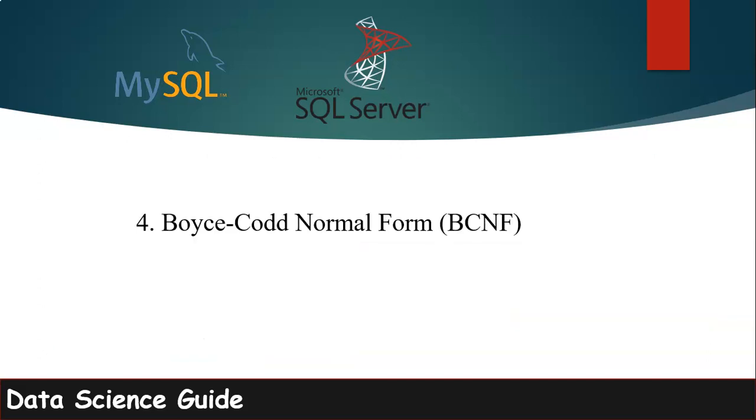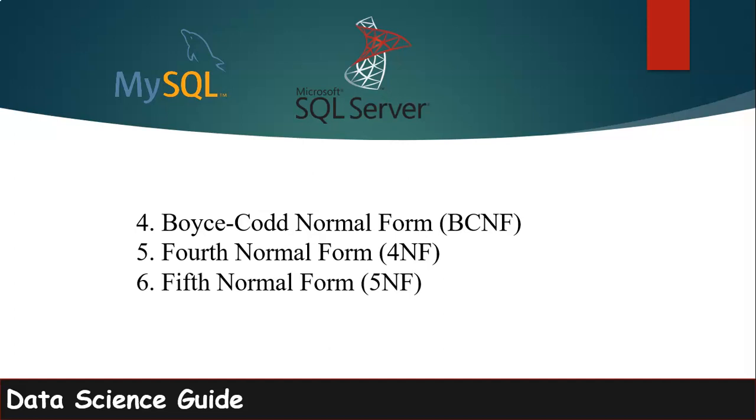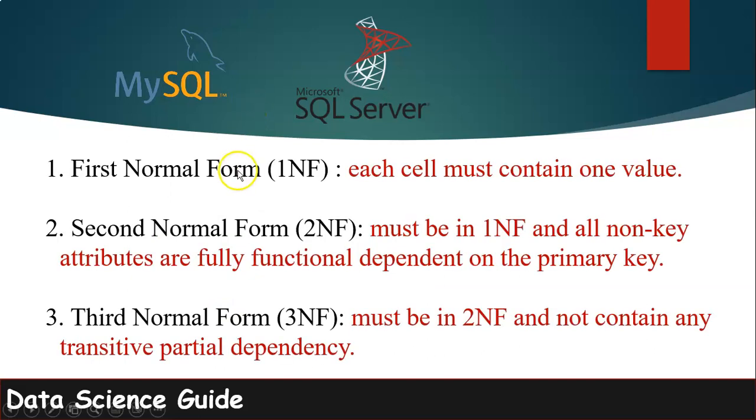We have also BCNF, we have fourth normal form, and we have fifth normal form. The good news here is we don't have to implement these three forms. Most databases practically stop at the third normal form. And in the next tutorial, we are going to take an example to apply these three forms on a table to achieve the third normal form.